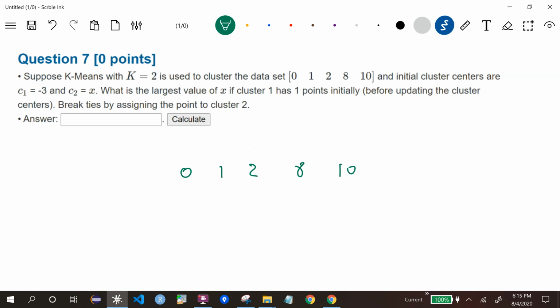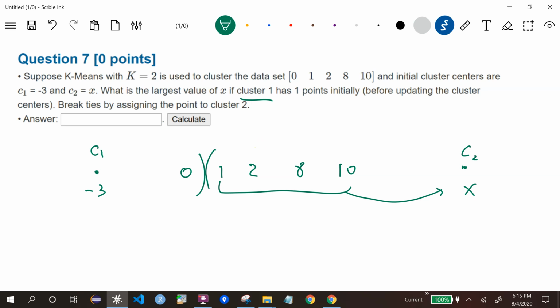and we have 2 clusters, and one cluster center is at -3, and the other one is somewhere probably here at x. And I want cluster 1 to contain 1 point initially, and it probably means the point 0, and all the other 4 points, these 4 points should belong to C2.